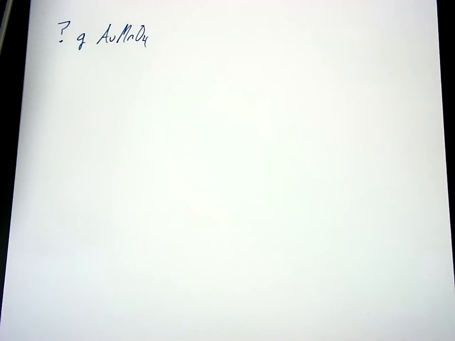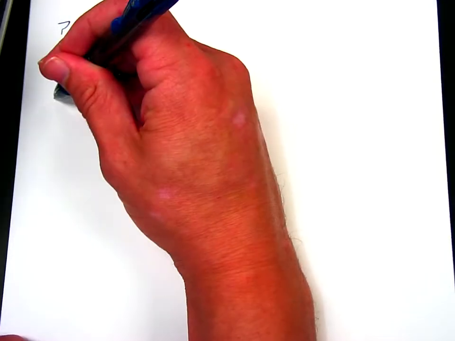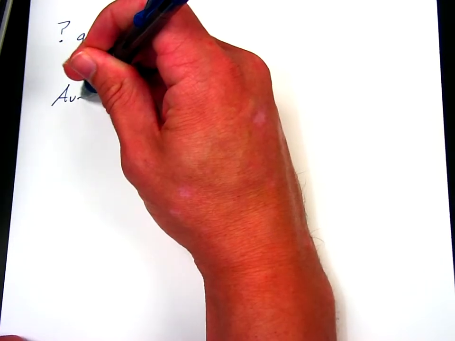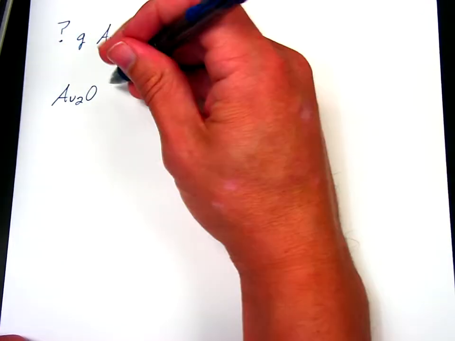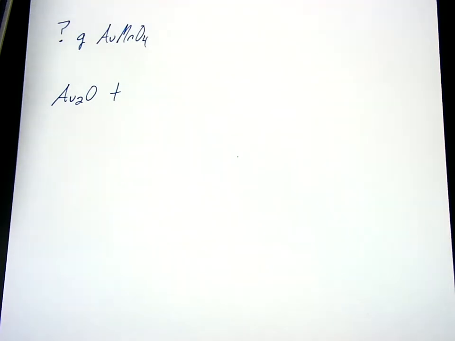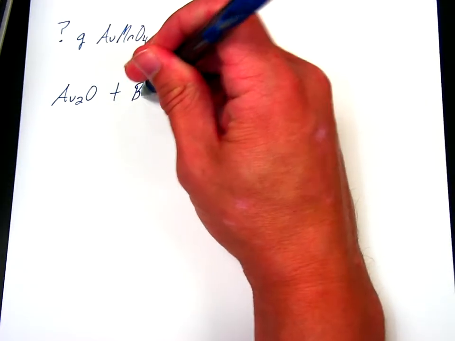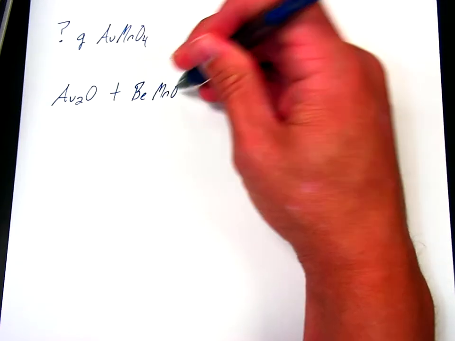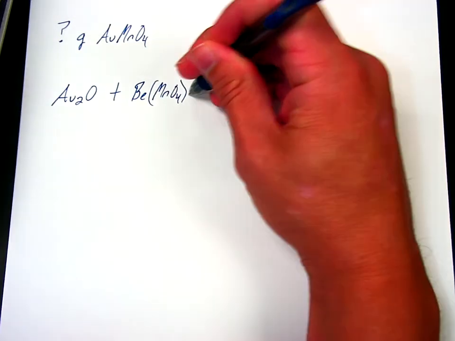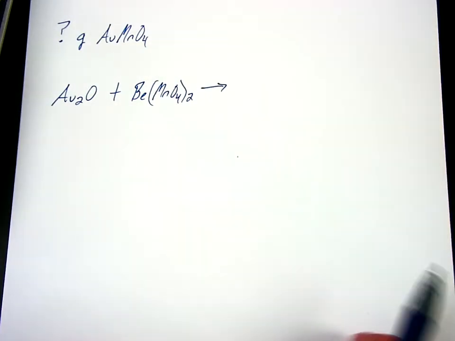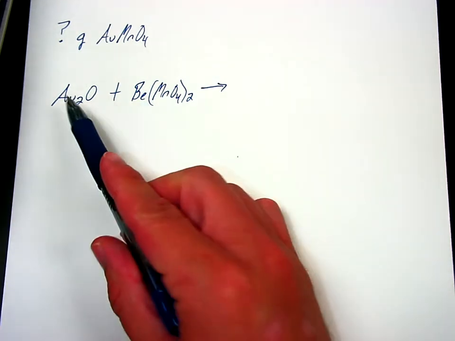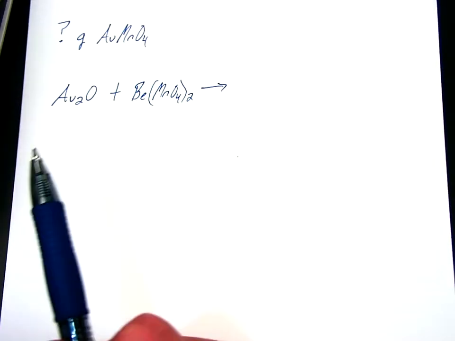So it says that we're going to be creating it from a mixture of gold 1 oxide, which looks like that, with beryllium permanganate in a beryllium permanganate solution. So let's get beryllium permanganate also. So there's the solutions that are being mixed together. Like we did in class, this will be double replacement. So the gold and the beryllium are going to switch places.